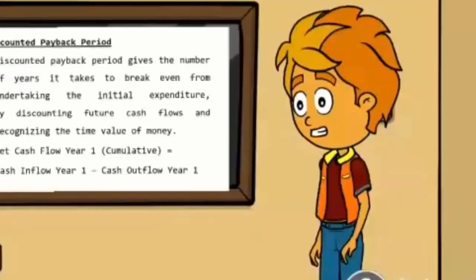Next, discounted payback period. In this, we consider the present value of money, which differs from the payback period. In the payback period, we do not consider the present value of money, only how much amount we invested and how many years it will take. Here we consider the present value of money.